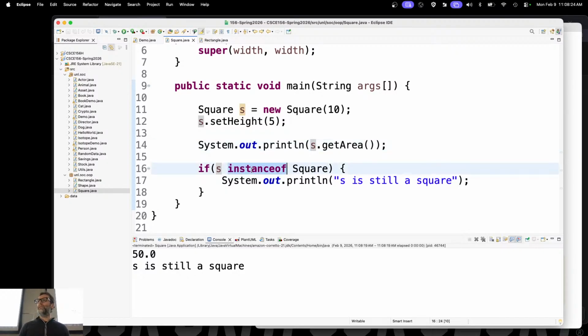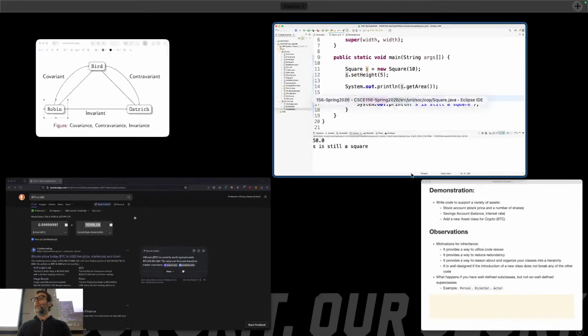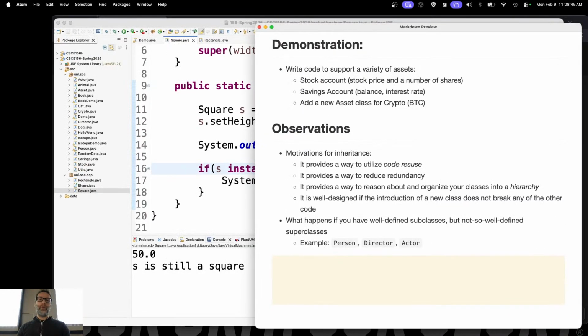What is this instanceof keyword there? That's a thing that you should almost never use. There's one exception that I'm going to tell you about where you have to use it, and we'll look at that in a second, but that is checking to see whether or not S is an instance of a square. And if it's true, then it outputs that it's still a square. This is something called the diamond problem or the rectangle problem. Let's see. Yep, here's the rectangle problem.